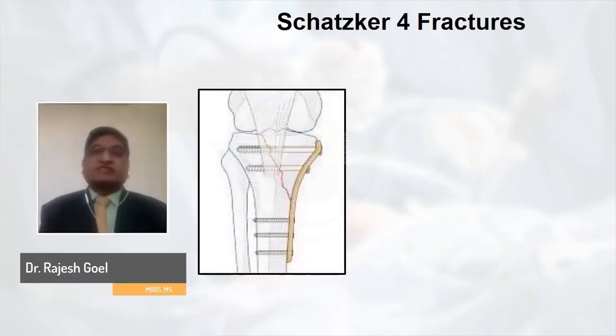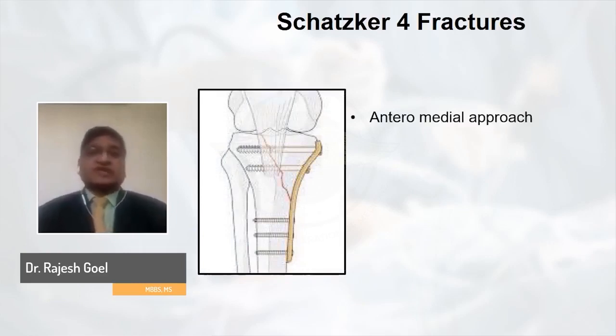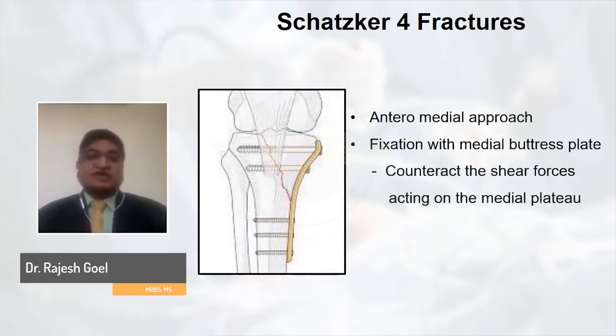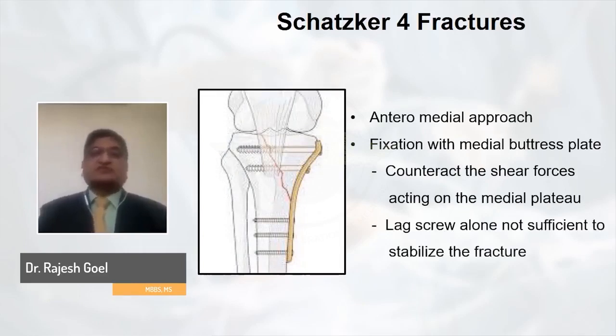Schatzker type 4, this is the fracture of the medial condyle. An anteromedial approach should be taken. Fixation with a medial buttress plate should be done to counteract the shear forces acting on the medial side, and a lag screw alone is not sufficient. So always, in such medial condyle fractures, you should go with the plate on the medial side. Otherwise, there will be shear forces and the medial condyle will again displace downwards and medially.